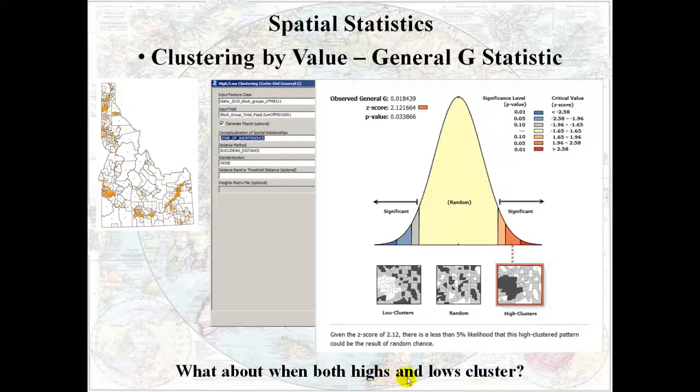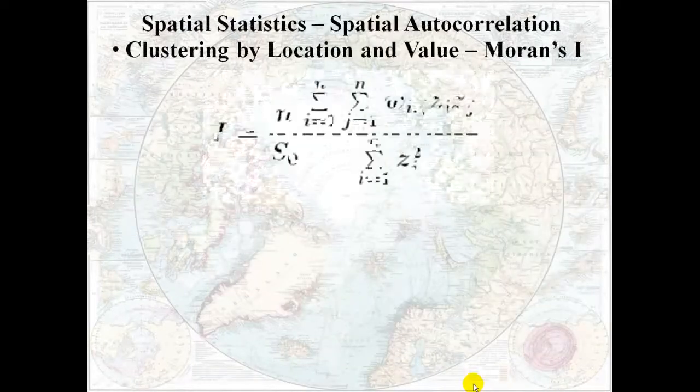What happens when both highs and lows cluster? So if lows clustered, we'd be out here. If highs clustered, we'd be out here. So for this statistic, if the highs and the lows cluster, you're going to get a false reading that it's random. Instead of it being a combination of high and low clusters, it might tell you that it's random, and you'd have to be careful with the statistic.